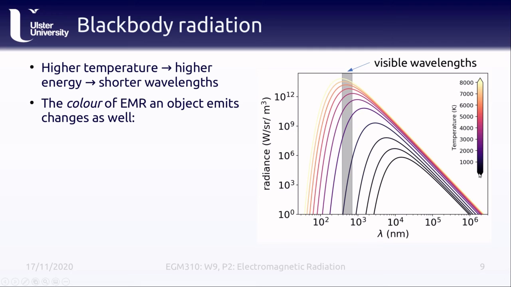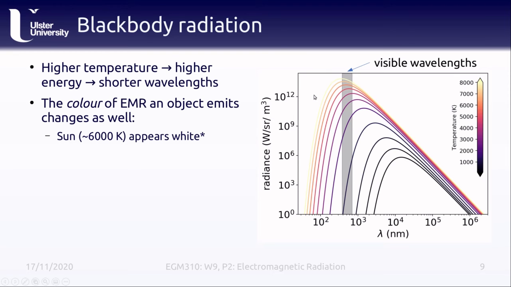Cooler objects, shown as darker lines on the plot, have a lower overall radiance, and the wavelengths they emit most at are much longer. As we increase in temperature, going up in color, we also increase the overall radiance. The peak gets higher and higher, and we shift the peak of the curve towards lower wavelengths.